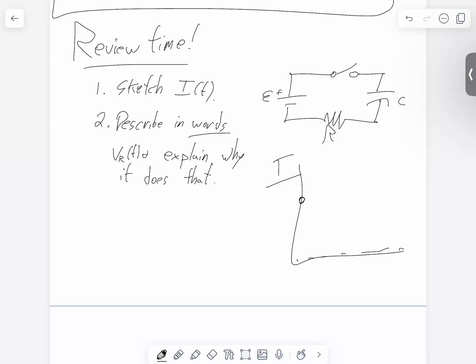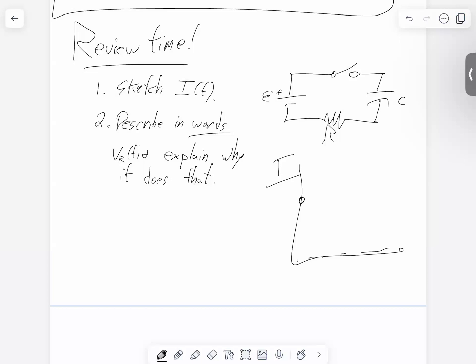What does it mean to be fully charged? What is the current when charge reaches its final value? Chris? 0. Why? If there were still current, what would be happening to the charge? It would change. Current is the derivative of charge. If charge is not constant, you're building up.